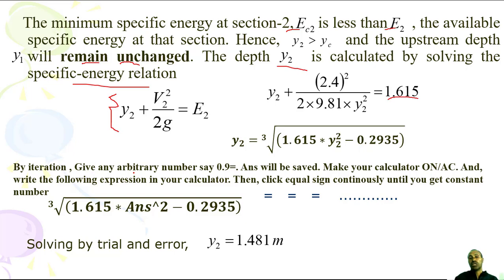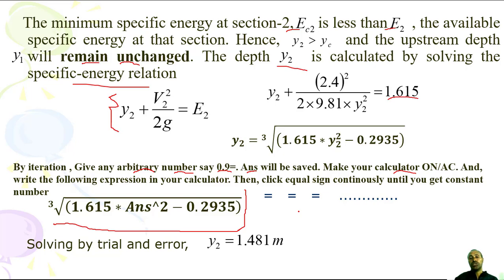Then by iteration, you can give any arbitrary number, say 0.9, then press equal in your calculator. Then it will be saved as the answer in your calculator. Then write this expression without any equal sign, so you have already saved this number as the answer. Then continuously you can click equal until you get a constant number. Then the constant number will be your last iteration.